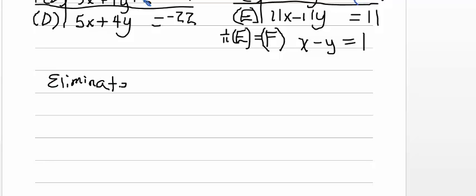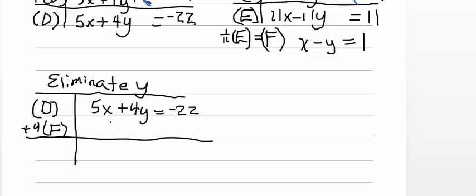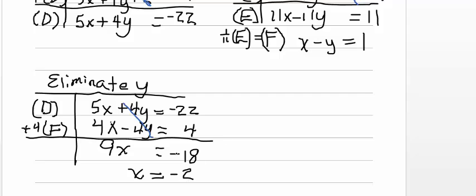So what I'm going to do now is I'm going to choose to eliminate y. I chose y since the coefficients in equations d and e had opposite signs on their y terms. So 5x plus 4y equals negative 22. 4x minus 4y equals 4 is equation f multiplied by 4. I get 9x equals negative 18, which means x is negative 2 when I add d plus 4f.